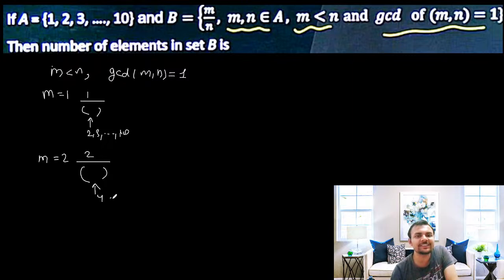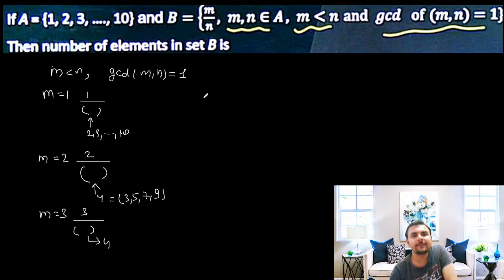So the 4 possibilities are what? 3, 5, 7, 9. When M is equal to 3, the number coming here should not be 3, 6, 9. That means 4, 5, 7, 10. So 4 possibilities. M equal to 4. The number coming here should not be a multiple of 2. That means 6, 8, 10 are not possible. So we are left with 6 numbers. So only 3 possibilities are there.